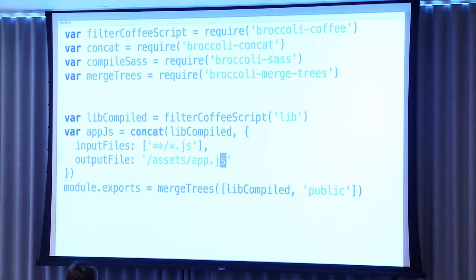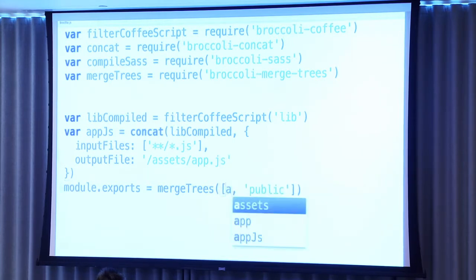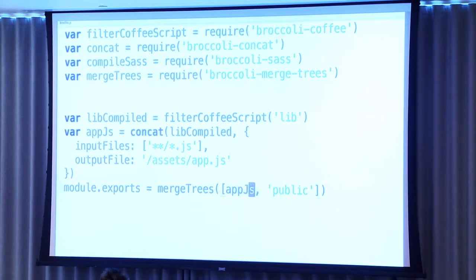And the concatenator is going to return a tree that contains one single file, app.js, inside a single directory, assets. So even though conceptually we think of the concatenator as returning one file, what Broccoli sees is a tree which contains one file. And then instead of libcompiled, we merge in app.js at the bottom into the output.